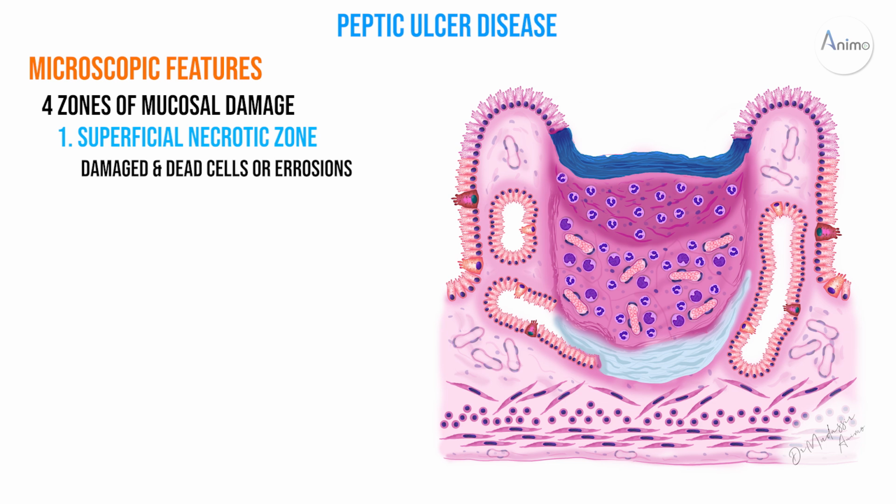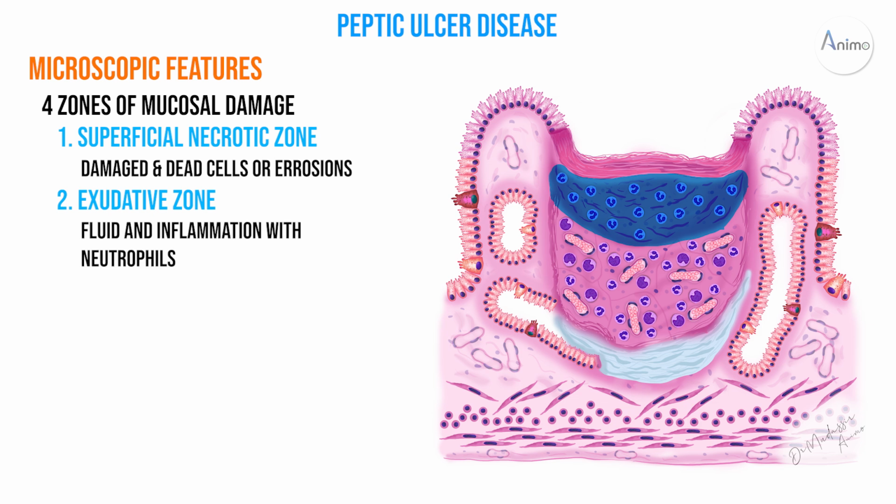Here look at this illustration. The second zone is the exudative zone. Due to superficial damage of the epithelium, there is release of some kind of fluid in the surrounding of this necrotic zone, which can cause the formation of exudate fluid, and this zone is called the exudative zone. It can be recognized by the presence of fluid and inflammation with a numerous amount of neutrophils. Here look at this illustration.